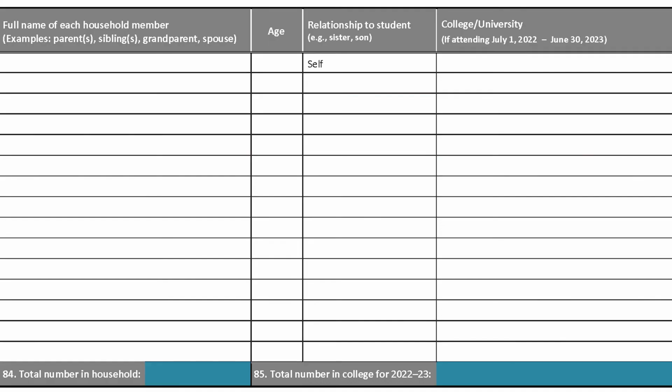If you do not need to provide parental information, you should list yourself, your spouse if you're married, your children if you provide more than half their support, and anyone else in your house that you will provide more than half their support through the next academic year. Then add yourself and anyone from the household that will be in college, but not your parents.